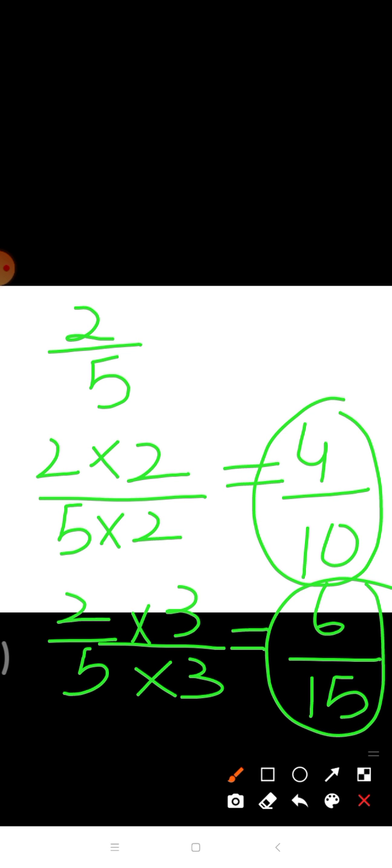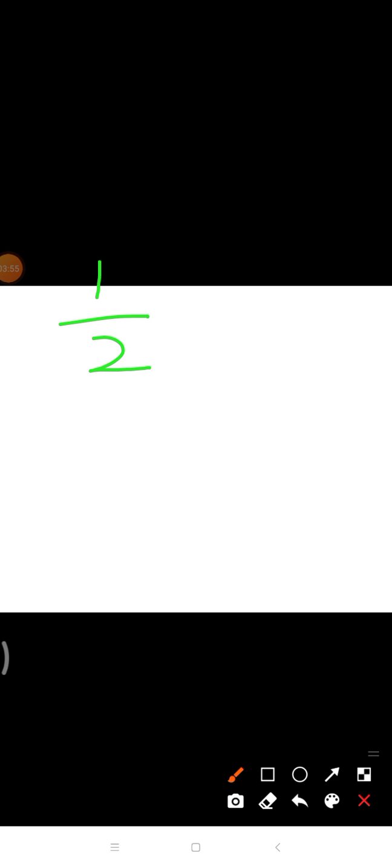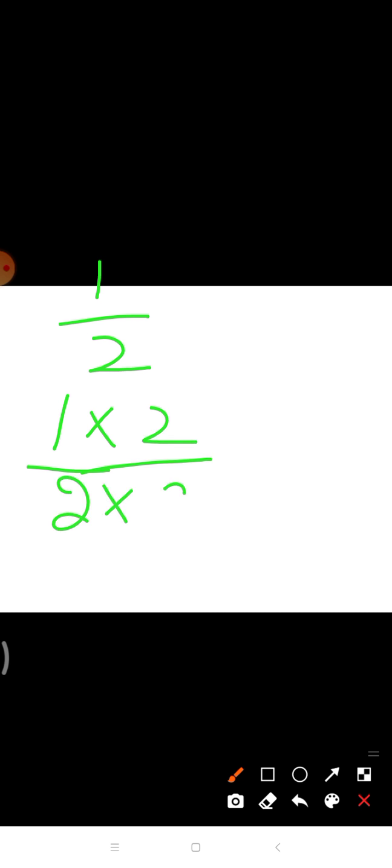Let's take one more example. We have the fraction 1 upon 2. So first of all, let's multiply the numerator and denominator with the number 2. So 1 times 2 upon 2 times 2, which will be equal to 2 upon 4.